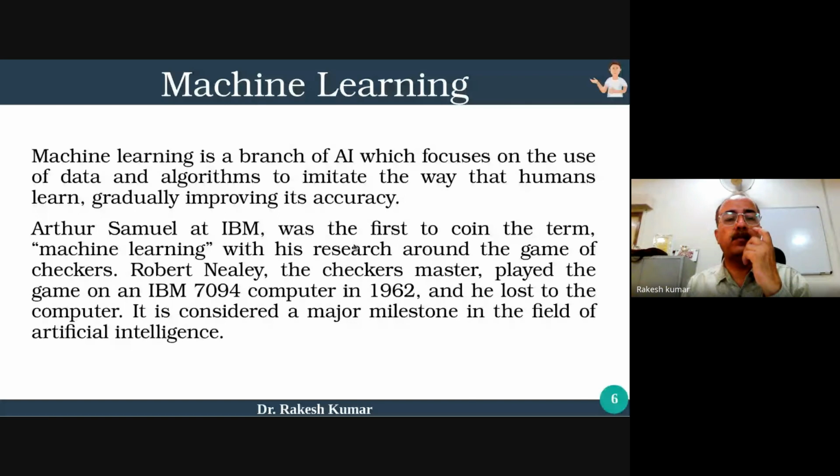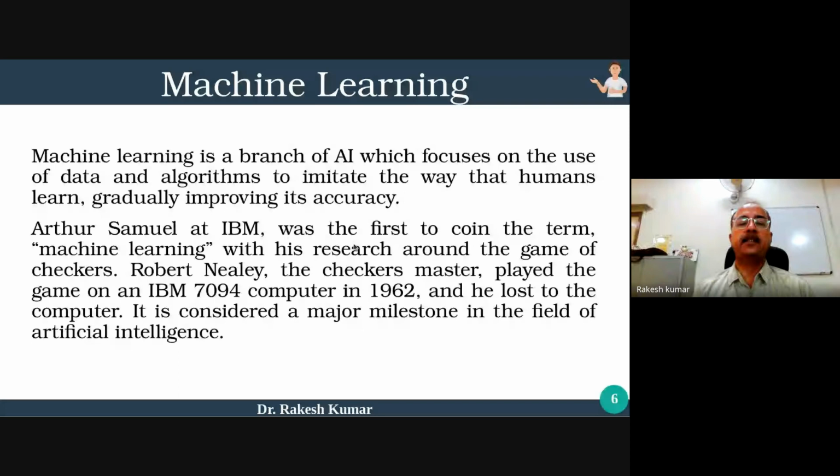So I was telling you that the first time in the 50s, this word machine learning, which has become very popular nowadays, was coined by Arthur Samuel. Machine learning is basically a branch of artificial intelligence which focuses on the use of data and algorithms to imitate the way that humans learn, gradually improving its accuracy. Arthur Samuel at IBM was the first to coin the term machine learning, with his research around the game of checkers, and Robert Nealey, the checkers master, played the game on an IBM 7094 computer in 1962, and he lost to the computer. It is considered a major milestone in the field of artificial intelligence.